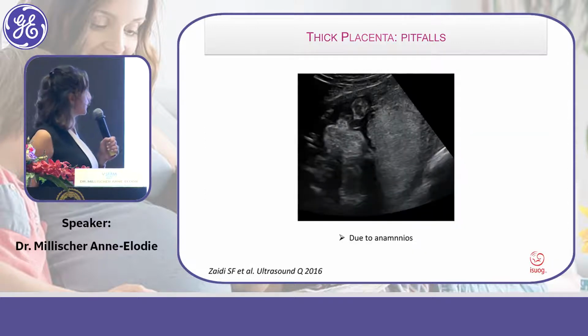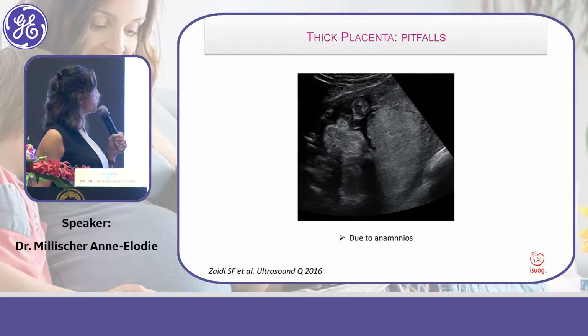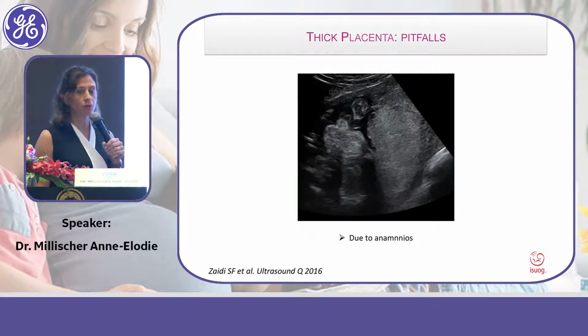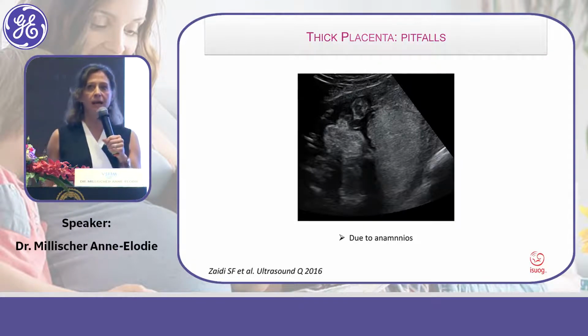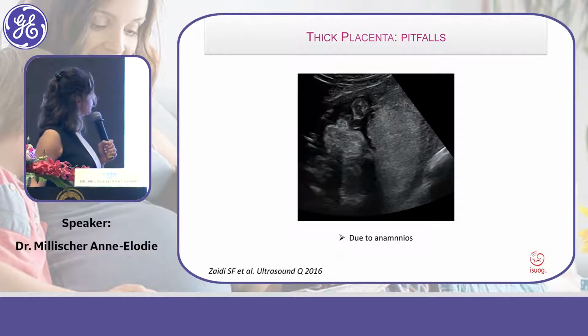Sometimes you can have this aspect of thick placenta just due to anamnios, for example, in severe IUGR. Và thỉnh thoảng các bạn thấy cái bánh nhau nó dày như vậy, nhưng mà thật ra bản chất của nó là tại vì nó bị vô ối, đặc biệt là trong những cái trường hợp mà thai chậm tăng trưởng trong tử cung.